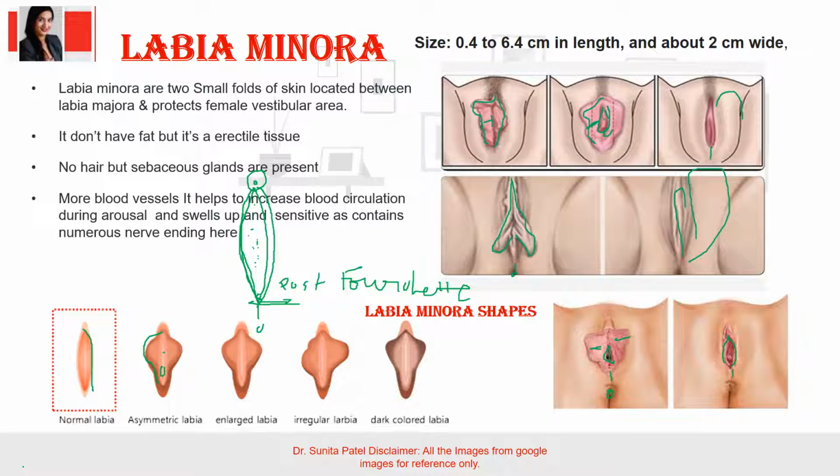And not only during sexual arousal, whenever a female is pregnant, at that time also we understand that the whole blood supply is going towards the reproductive system. And this particular area is present downward, inferior to the reproductive system, as they are the secondary sexual organs. So when the uterus is getting a lot of blood supply because baby growth is going on, more blood will be flowing towards the pelvic region. So the female will have a lot of blood supply coming into the labia minora also.